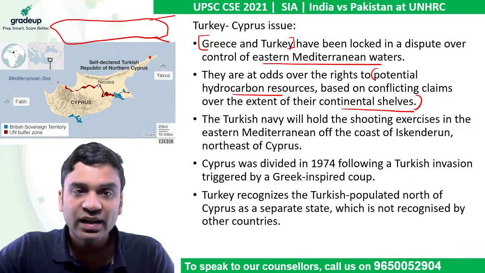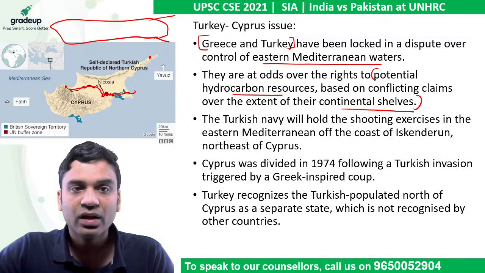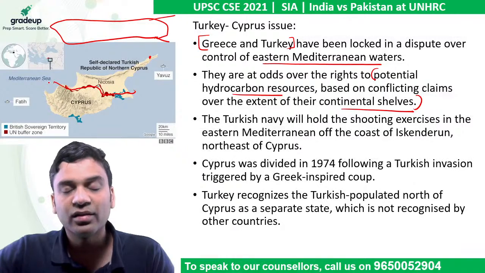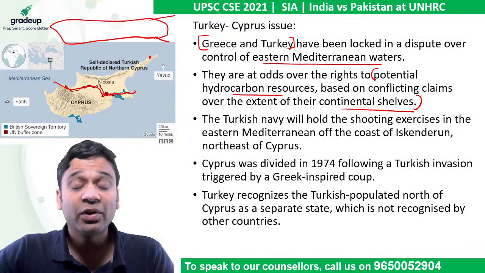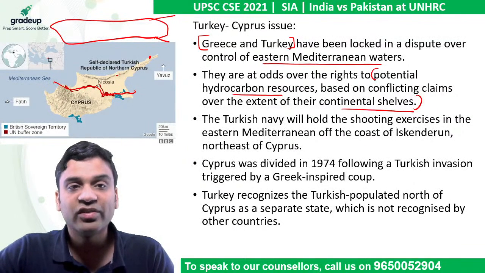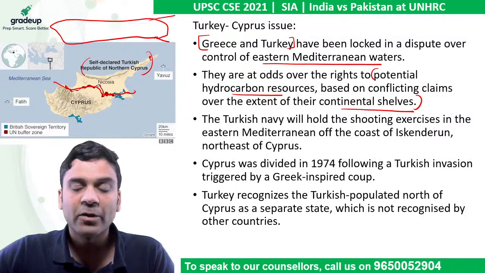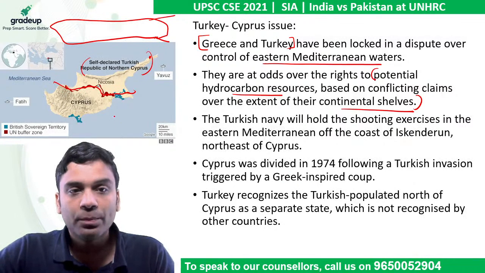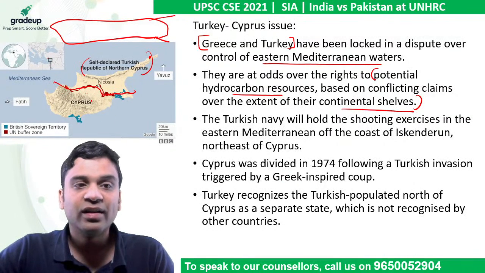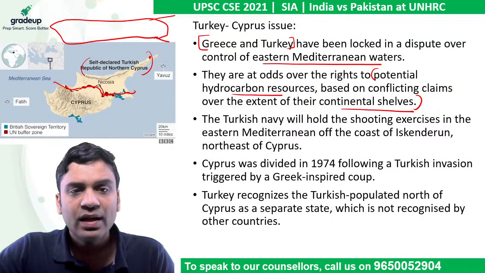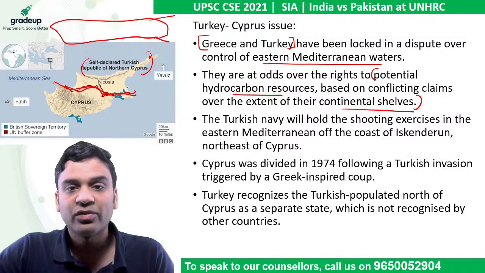So Cyprus has actually been divided in this way since 1974. The upper part of Cyprus is under Turkish control. It's actually called the Self-Declared Turkish Republic of Northern Cyprus. And the lower part is obviously with Greece. It's still with Greece. And in between, there is a UN buffer zone. This is a buffer zone between the two parts of Cyprus.